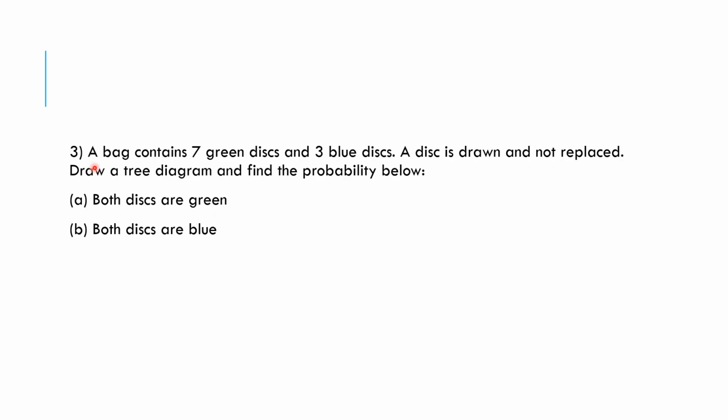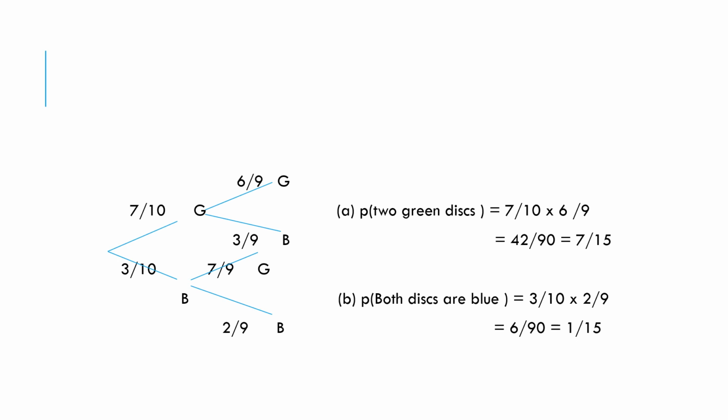Okay. A bag contains 7 green discs and 3 blue discs. A disc is drawn and then replaced. Draw a tree diagram and find the probability that both discs are green and both discs are blue. Okay, this is basically the tree diagram. Probability of green is 7 by 10.